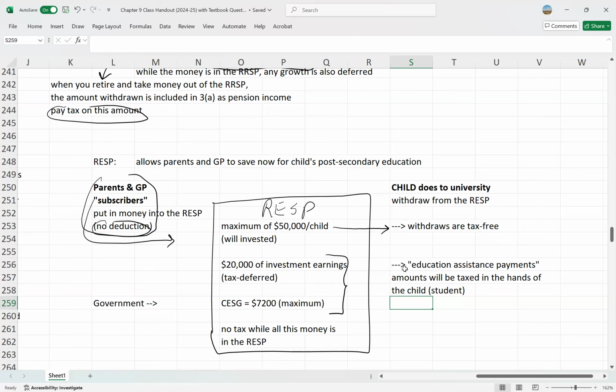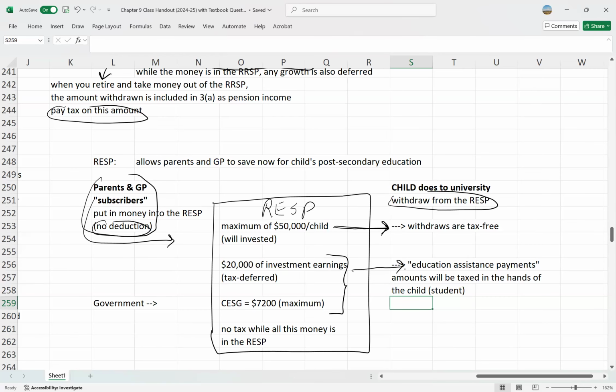Once again, there are rules as to how these operate. I summarize the rules there. And when you withdraw money from the RESP, you can tell the financial institution whether you want to take money out of the contributions that the parents made, or out of these pools here, the investment earnings or the amount that the government put in. So you can dictate where the money is coming from.